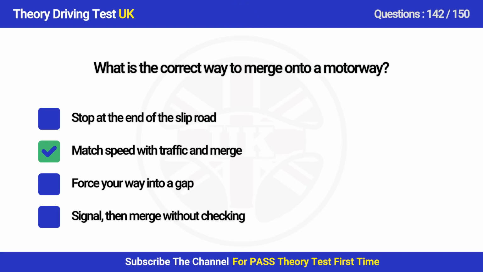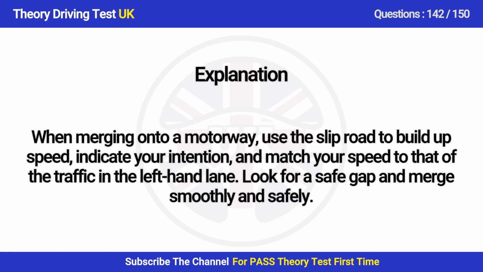Answer is B. Match speed with traffic and merge. When merging onto a motorway, use the slip road to build up speed, indicate your intention, and match your speed to that of the traffic in the lane. Look for a safe gap and merge smoothly and safely.